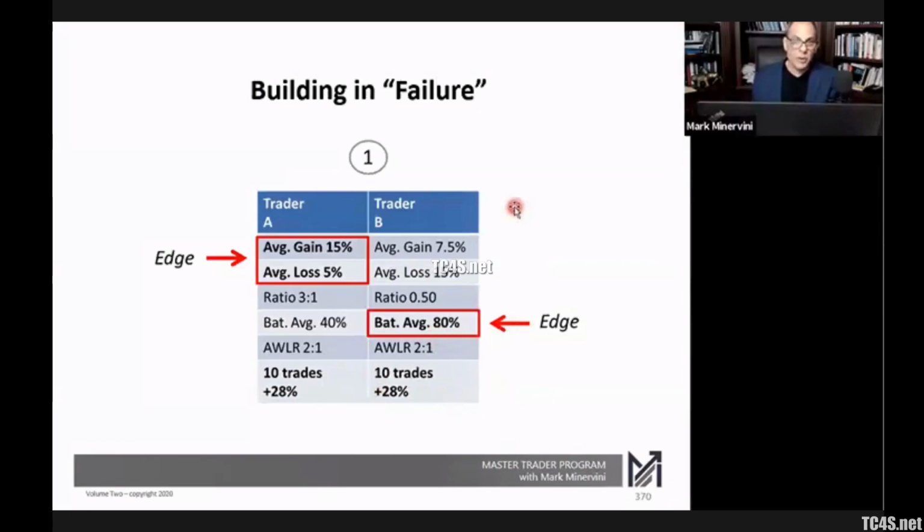Net result the same. So you would say, well, what does it matter, right? If they're still getting the same result, this person's a better stock picker, and this person is better at managing the risk. Okay, but here's the problem. What if something goes wrong? And something will go wrong, believe me.